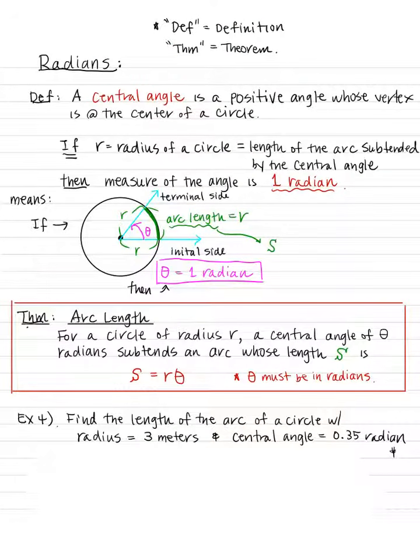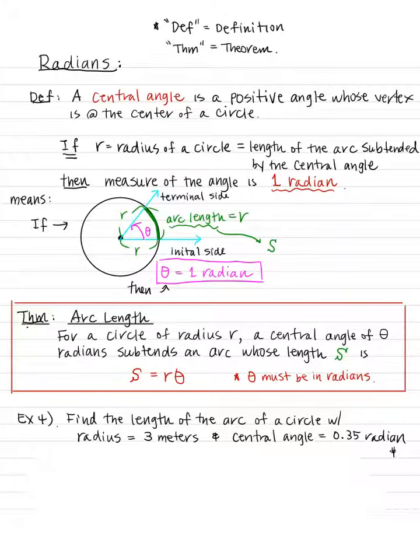Next topic in this section is we're going to be learning about this thing called radian measure. Now, if I write DEF, that means definition, and THM is short for theorem. Definitions and theorems, you might want to memorize them because they are very important. But anyways, let's get started on this. So let's first go with definition 1.